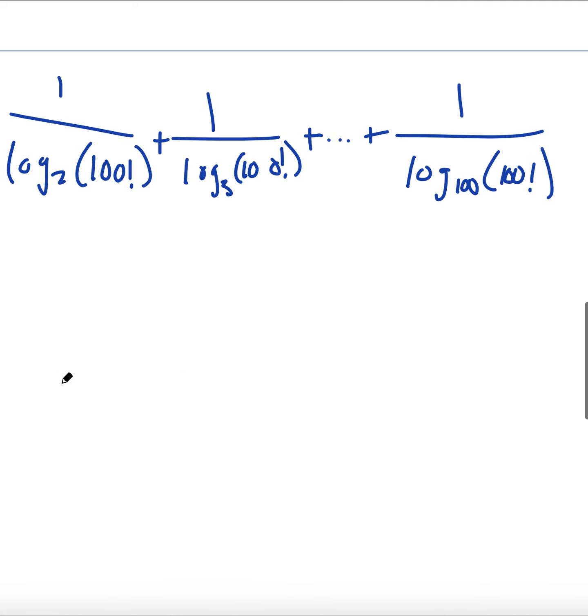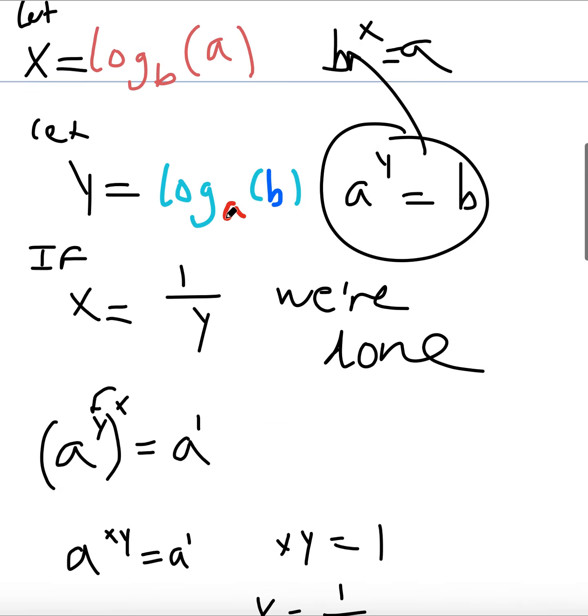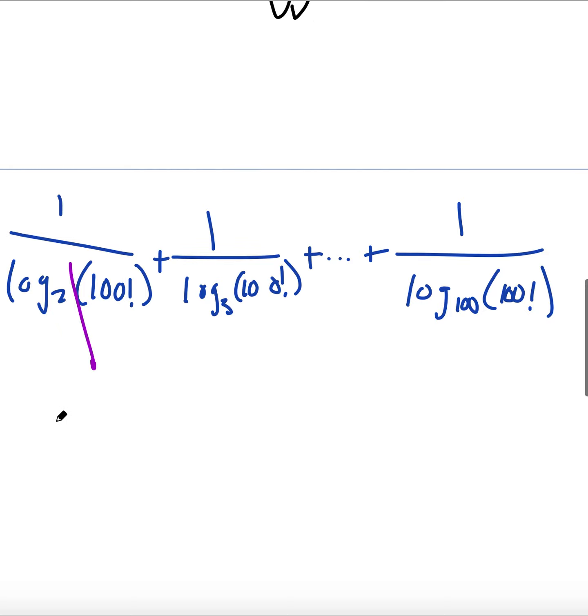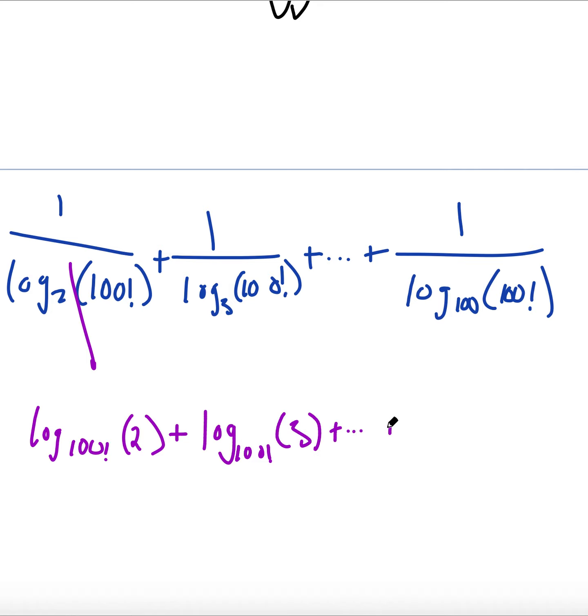And so what does this mean? Now, if we apply the property to every individual term, we can see that the reciprocal is going to be log base 100 factorial of 2. And because it's the reciprocal of a reciprocal, it's just flipped up to be a numerator with a denominator of 1, like this. We add that to the next term, which follows the same pattern. So log base 100 factorial of 3 plus ... plus log base 100 factorial of 100.